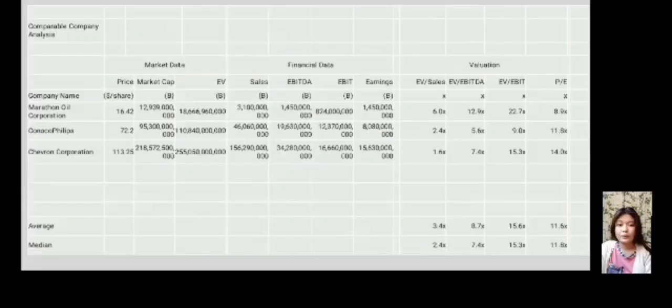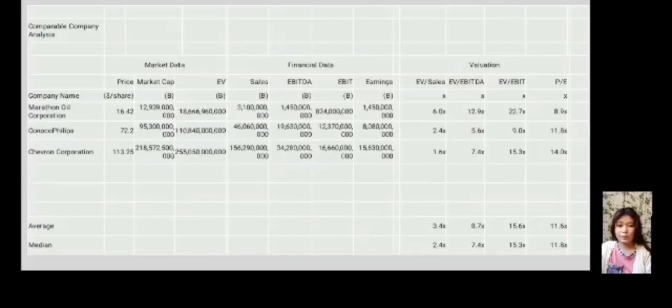In doing comparable company analysis, there are four primary steps: determine the peer group, determine the multiples to measure, collect data, and spread comps, or spreading the comparable company analysis.